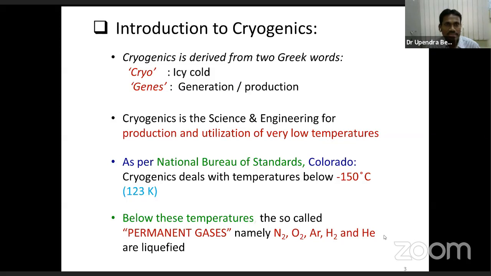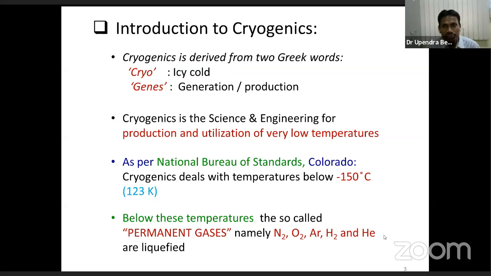Cryogenics is derived generally from two Greek words, cryos and genus. Cryos means ice cold and genus means generation or production. So literally, cryogenics deals with the production or generation of icy cold. Cryogenics is the science and engineering of production and utilization of very low temperatures. But we can also produce low temperatures by refrigeration systems.